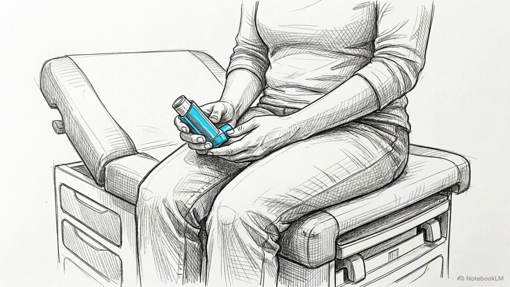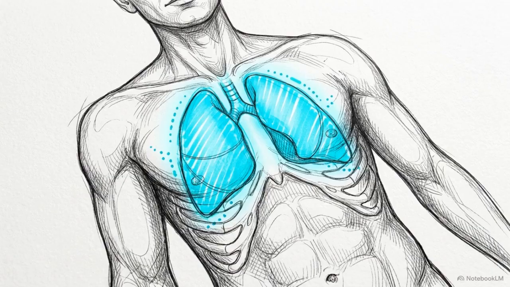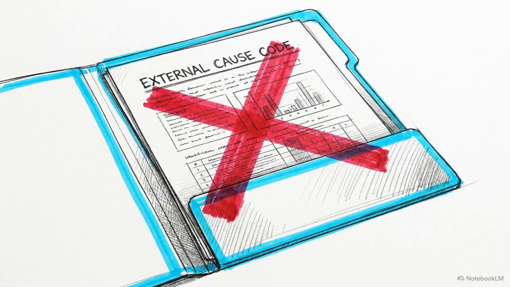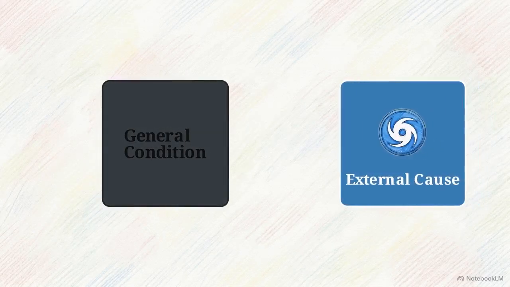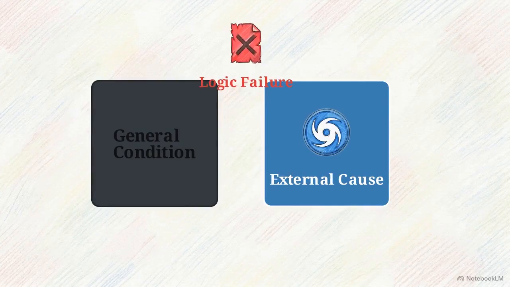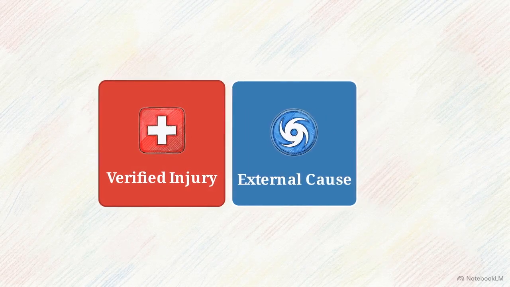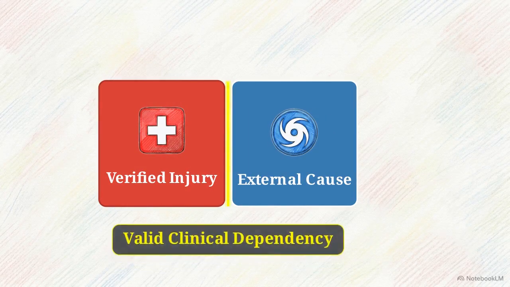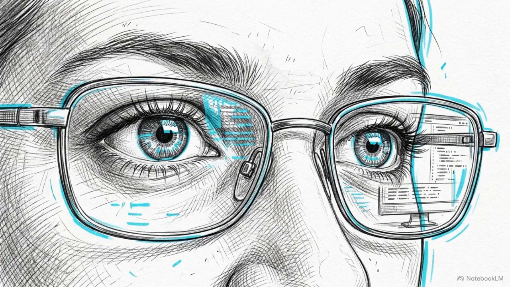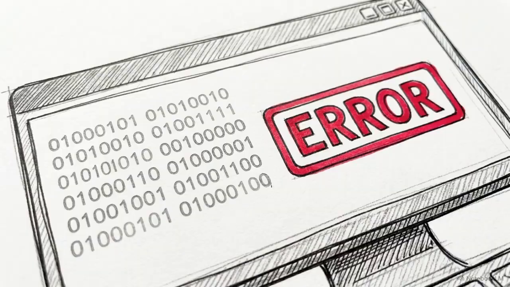If a patient presents with a general medical condition, like a routine asthma exacerbation lacking physical trauma, an external cause code cannot be assigned. Attaching an external cause to a general condition creates a logic failure. The system rejects the entry until it finds a physical trauma to anchor against. Metadata about location or cause has no structural utility. It requires physical trauma to give context meaning. Coders operate as the gatekeepers of this logic. If the foundational physical injury is missing, the external cause code is systematically invalid.